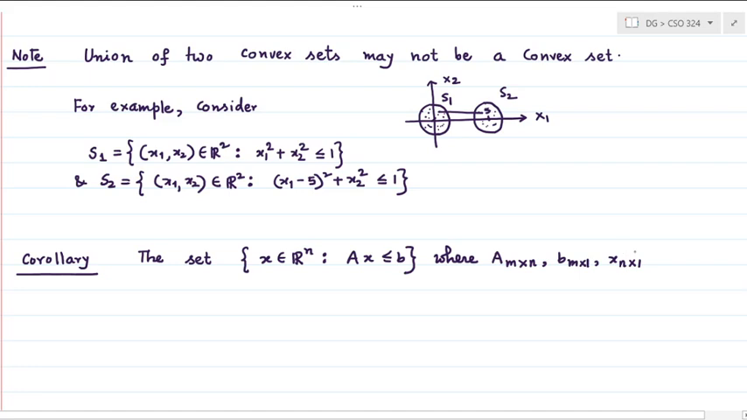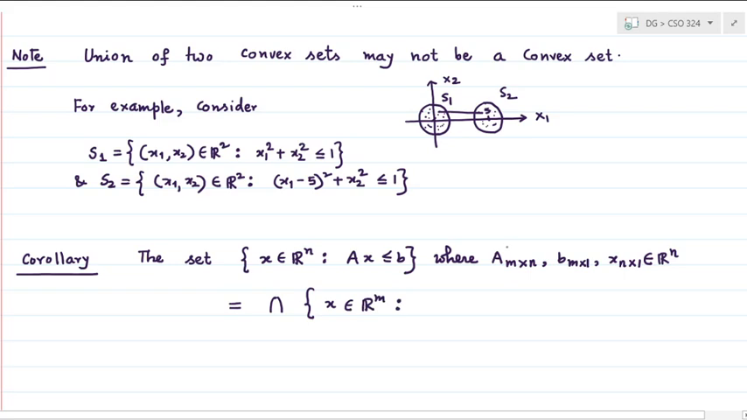So x is the variable here. But A and b are fixed, constant matrices. By constant matrices, I mean they are just matrices with real numbers as entries. Fine. So where A is a matrix of order m by n and b is an m-vector, this Ax less than or equal to b is evidently the intersection of all the m inequalities individually.